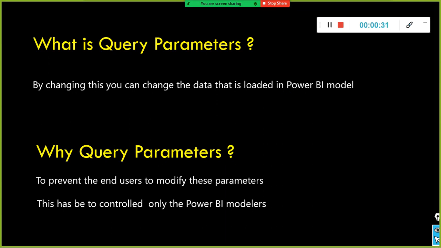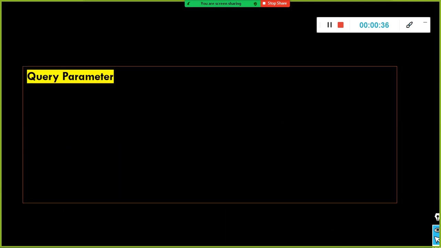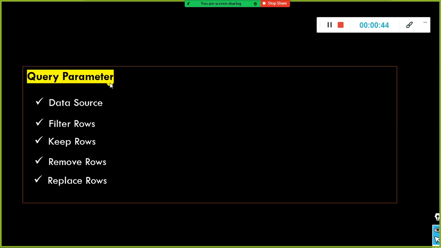And also with query parameters, we can use them via data source, filter rows, keep rows, remove rows, and replace rows. These are the places where we can use a query parameter. I'll show you how to use the query parameter in these places in Power Query Editor. In addition, the parameters can be loaded to the data model so that we can reference them from measures, calculated columns, calculated tables, and report elements. Anyhow, at this moment, don't worry about those things.